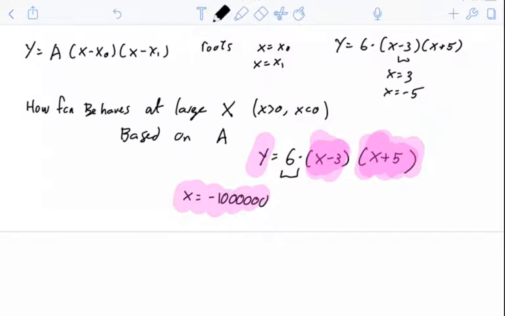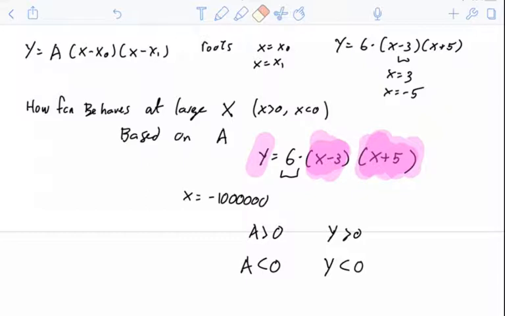If the coefficient is positive, then y for big values of x is going to be positive. If the coefficient is negative, then y is going to be negative. Because in both cases, for really big inputs, once you're really far away from the roots, both of these are going to have the same sign, and then the overall sign is going to be determined by that term out front. Okay?